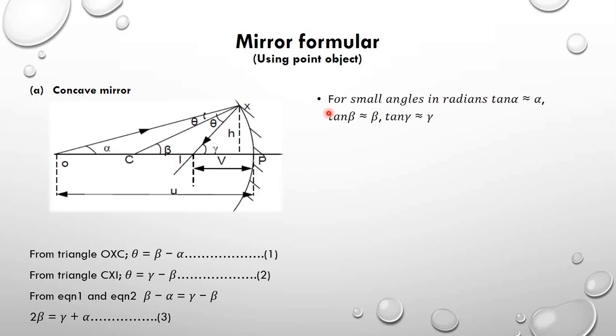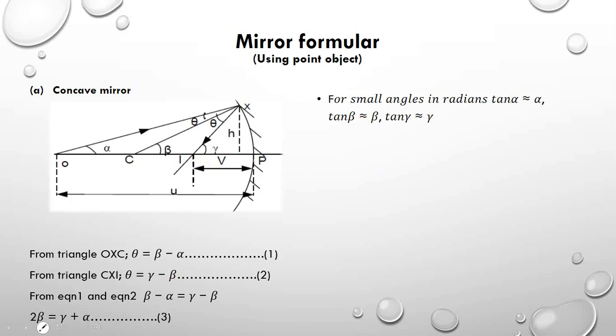And so if I want to get this, alpha is approximately equal to tan of alpha, which is opposite h over adjacent, which is OP, which is actually U. And also beta is equal to tan of beta, which is opposite h over adjacent, which is CP, approximately CP, which is actually R. And also tan of gamma is opposite h over adjacent, which is IP, which is actually V.